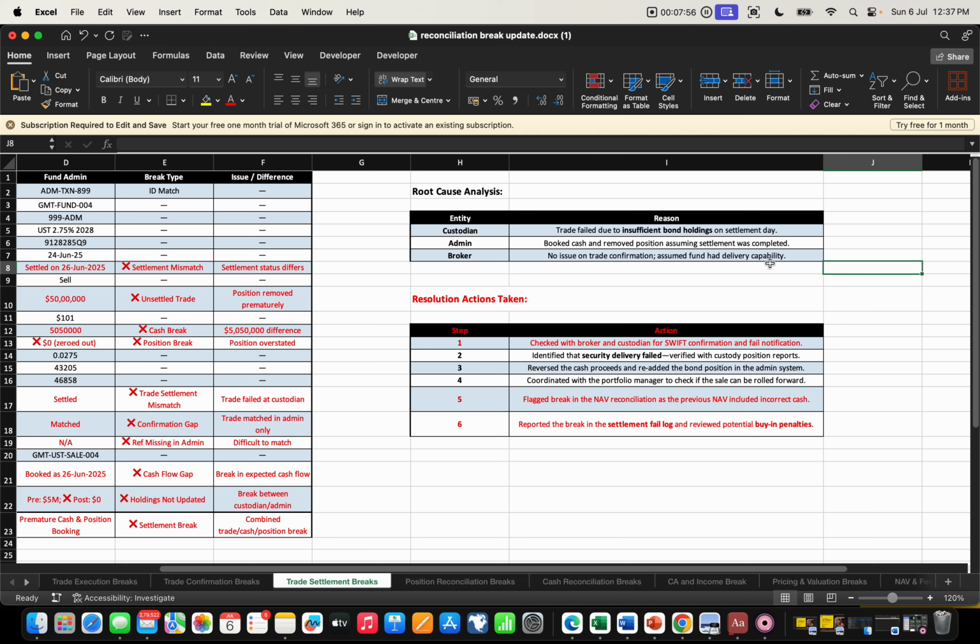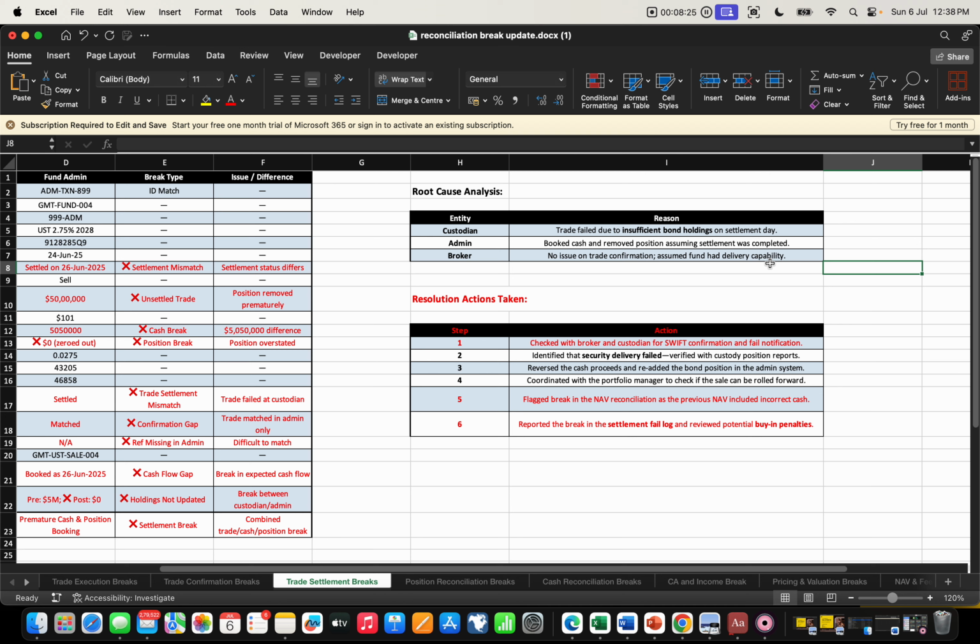So what the admin can do is book one cash booking and remove the position, assuming the settlement was completed. It means they assume on the admin side that the settlement is done, and for now they are doing it on an accrual basis. The payment will be received after some days, but as accrual they maintain the entry. Somehow they maintain the entry in position and cash and clear the cash and position for today. So that's why the position break will not happen.